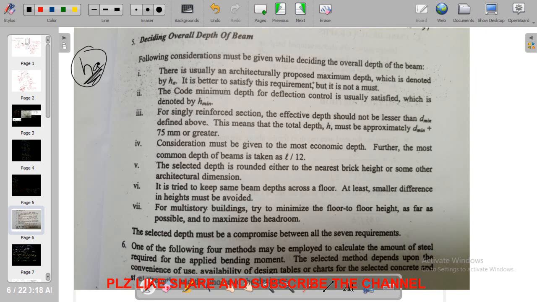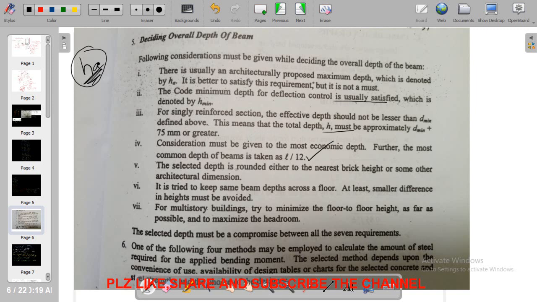The code minimum depth for deflection control: I have already explained those tables that we have to maintain and satisfy. For a singly reinforced section, the effective depth should not be lesser than D minimum defined by the above equation. This means the total depth H must be approximately D minimum plus 75 mm or greater. Consideration must be given to the most economic depth. Further, the most common depth for a beam is L by 12. We will use this.